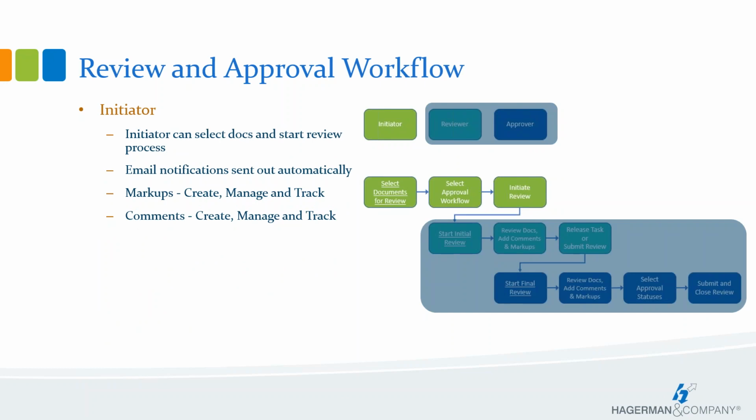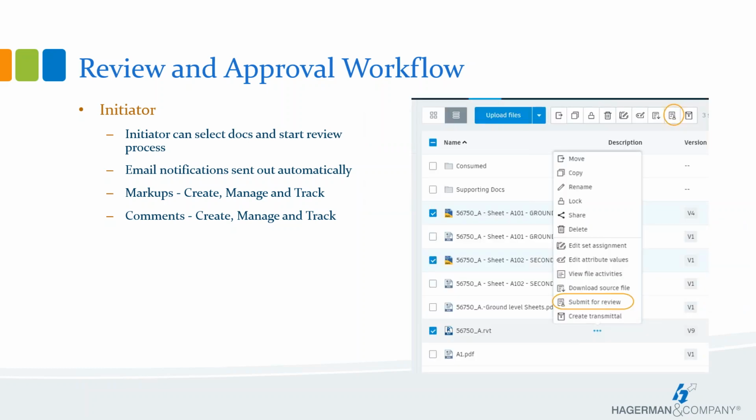Once a project admin has configured one or more workflows, the project team can get started with the review process. To initiate a review, the team member with initiate permissions will be able to select a single document, multiple documents, or an entire folder. Once they've selected the document or folder that they want, they can choose Submit for Review from the options, from a right-click option or from the options menu.